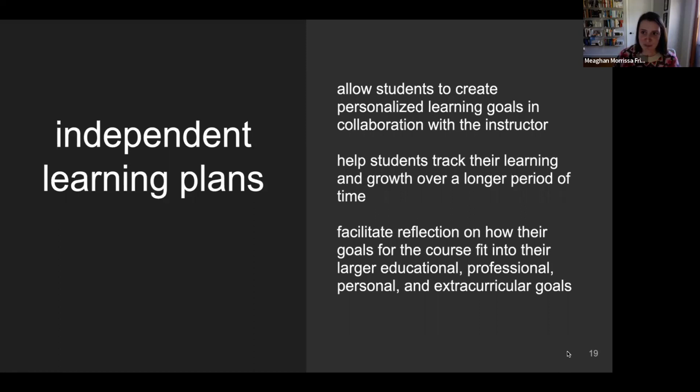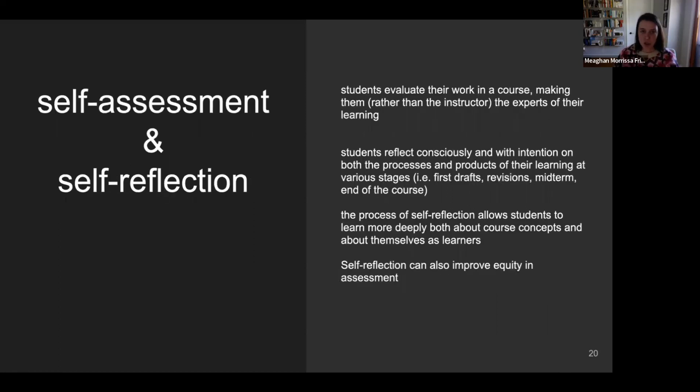So we can go ahead and flip on to the next big component of many alternative assessment plans in class. And these hinge on a combination of self-assessment and self-reflection. And both of these tools, again, are really helpful in increasing equity and student agency in the classroom. So they're slightly different, but of course, completely related. So self-assessment is this reflective process whereby students are evaluating their own writing or learning in a course.